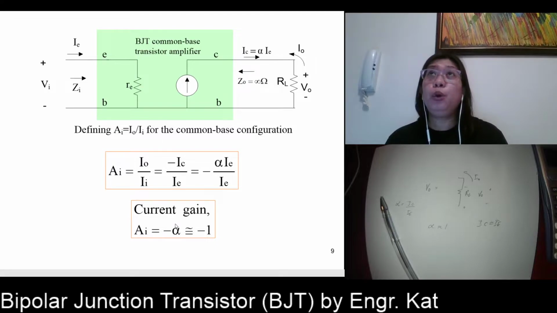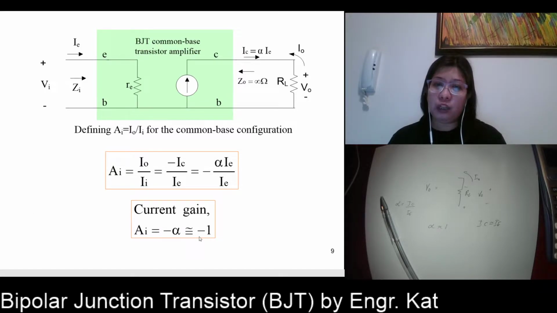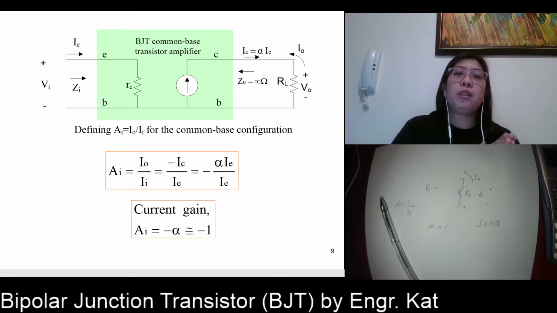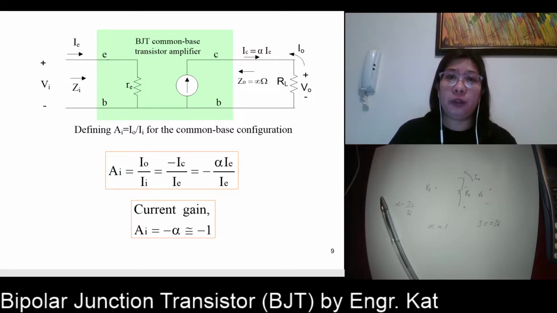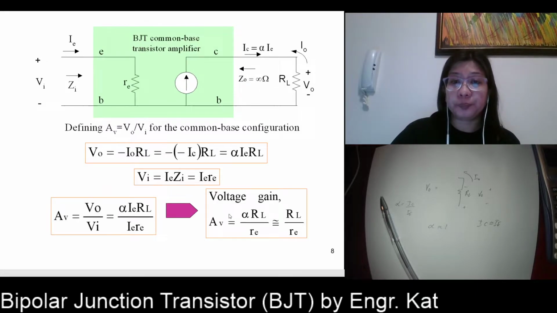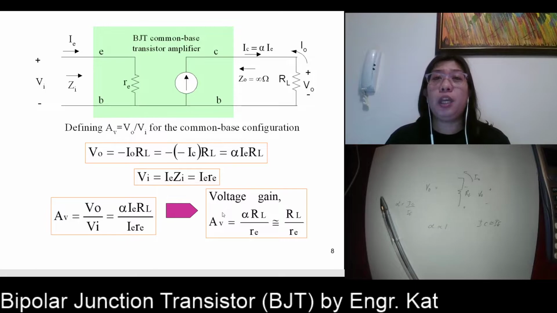So if we approximate alpha to be equal to 1, the current gain for a common base configuration is equivalent to negative 1. What does this imply, class? This implies that in common base configuration, there is really no current amplification, because in reality, whatever your output current is, that is usually approximately equal or lesser than your input current. However, in common base configuration, we have a voltage amplification.